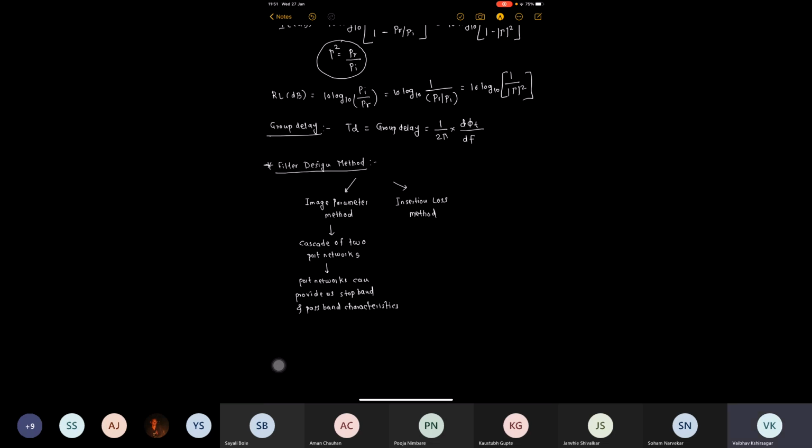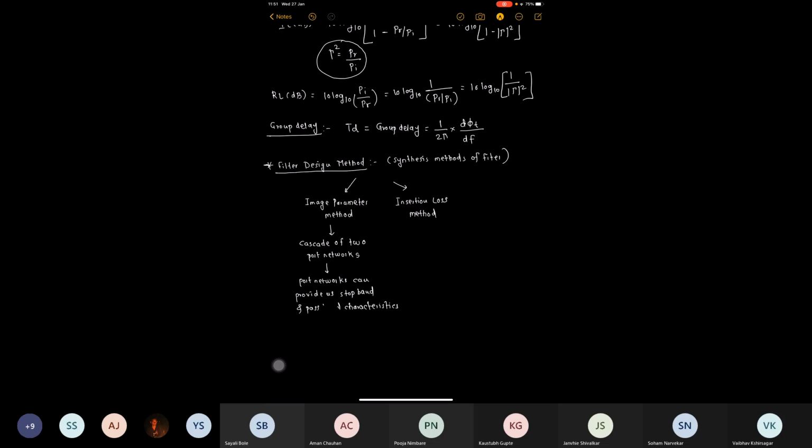What is the basic principle of the image parameter method? The image parameter method of filter synthesis. Sometimes these methods are also called synthesis methods, remember. So synthesis method of filters or filter design methods, one and the same. The first method, image parameter method: in this particular method, we make use of cascading of two-port networks, and these two-port networks are analyzed in terms of transmission parameters.